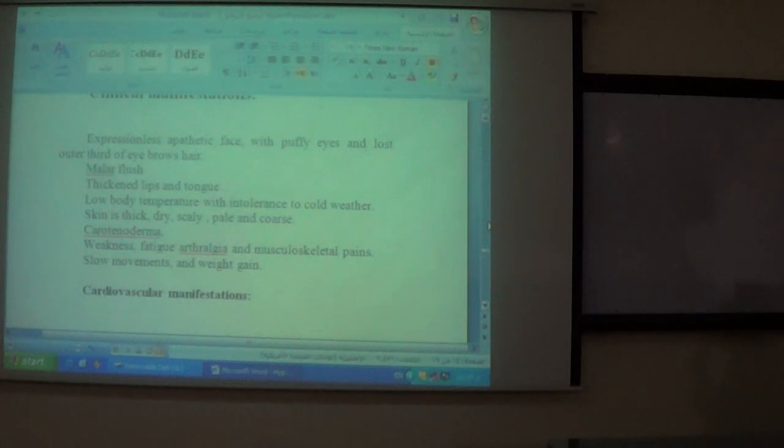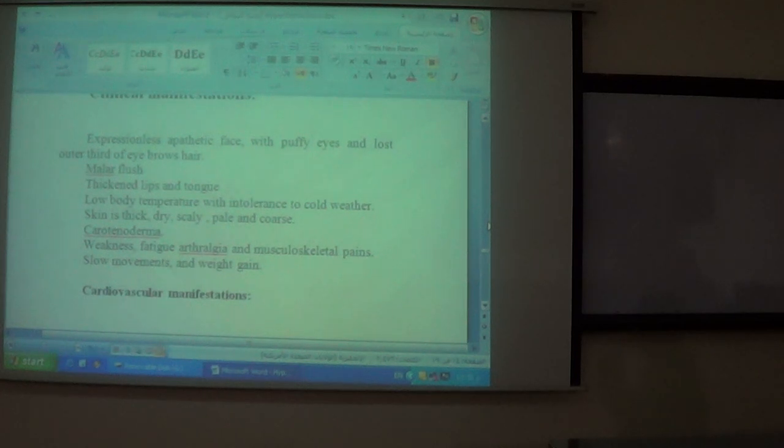discoloration. The patient has weakness, fatigue, arthralgia, and musculoskeletal pain. One of the common presentations of the hypothyroid patient is fatigue, general weakness, joint pain, and muscle pains. It may even lead to wrong diagnosis. Some patients may have even positive rheumatoid factors and be diagnosed erroneously as rheumatoid arthritis because of severe muscle pain, muscle aches, joint pains, bone aches, and general fatigue. Okay?